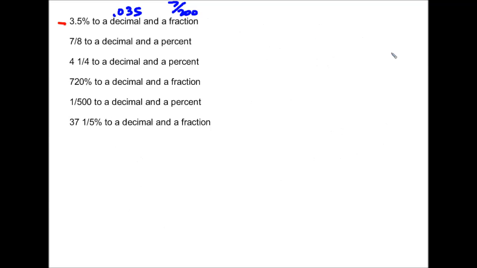Now we have 7/8. We have a fraction. We're going to change it to a decimal and to a percent. Well, 7/8 equals blank over 100. I want something over 100. That's how you get a percent. That's how you get a decimal. But unfortunately, there's no whole number you can multiply 8 by to get 100. So this isn't going to work very well.